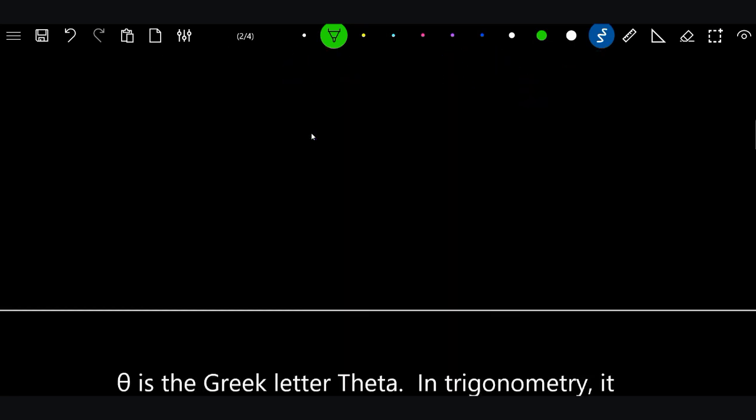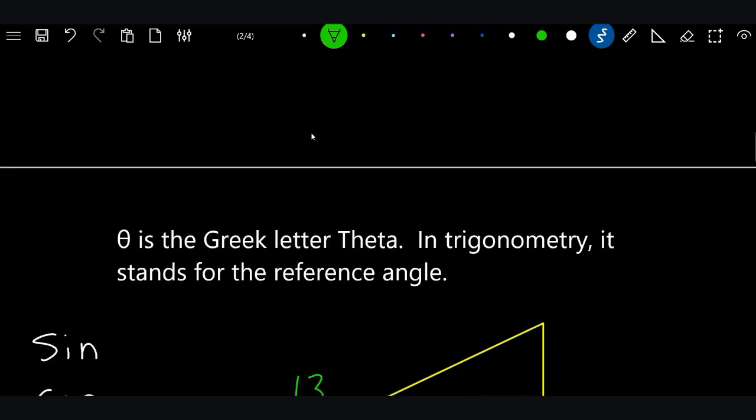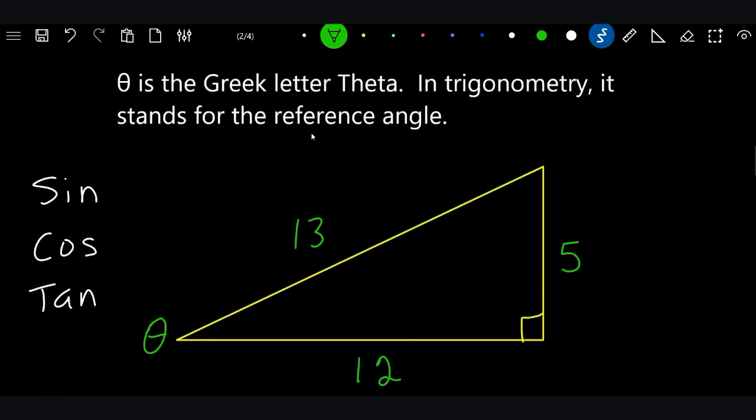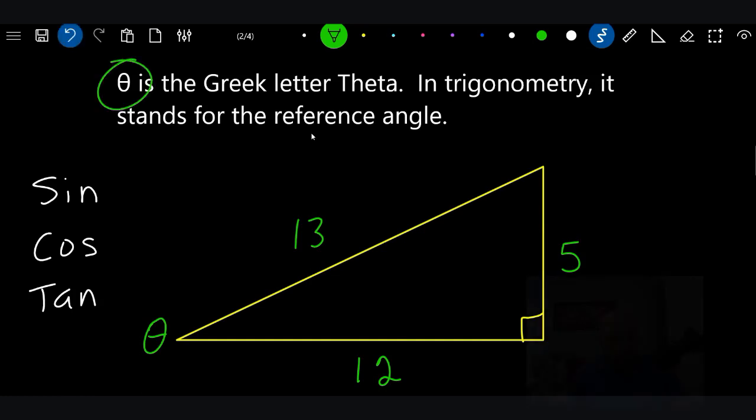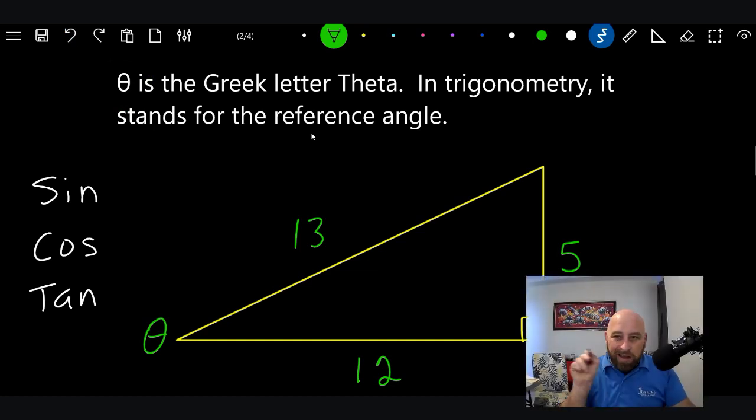All right, let's do some of these, and let's talk about a couple different things first, and then we'll jump into it. There's one more little thing that we need to know. Here it is. This thing right here, it's like a zero with a line through it. What is that? This is the Greek letter theta.